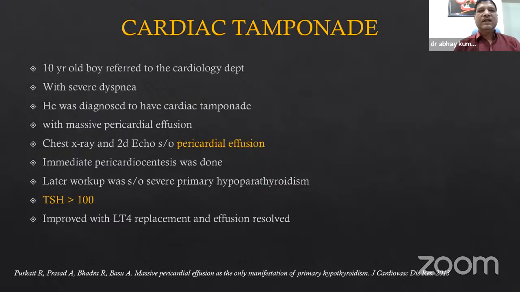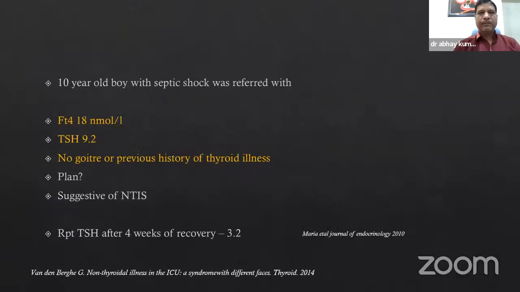Then another, this is a 10-year-old boy presented to the cardiology department with severe dyspnea, having cardiac tamponade, massive pericardial effusion. Chest X-ray and 2D echo showing pericardial effusion, immediate pericardiocentesis done, workup showing TSH 100. So you started replacement of thyroid, the effusion resolved, the patient became normal, and thyroid function also came down to normal. So that is the important thing: massive pericardial effusion is one of the symptoms classically found in this group of juvenile hypothyroid cases.